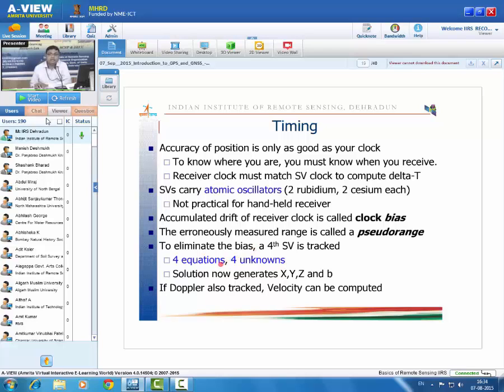Under the ideal conditions, if similar clock would have been used on the satellites and the receiver, three satellites would have been sufficient. But since the clocks are different in the satellite and the receiver, the situation is like this, that we require four satellites. So because we have four unknowns x, y, z and b. If Doppler is also tracked, velocities can be computed.